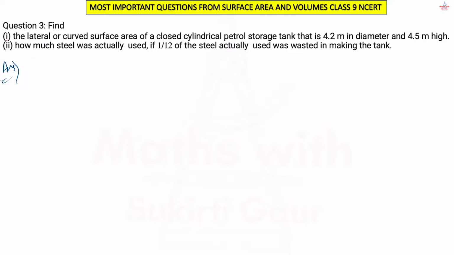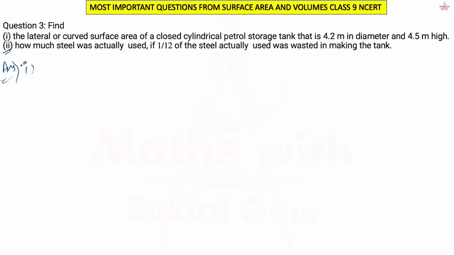Find the lateral or curved surface area of a closed cylindrical petrol storage tank that is 4.2 m in diameter and 4.5 meter high. First part is this, and the second part is how much steel was actually used if 1/12 of the steel actually used was wasted in making the tank. So I'll come to the second part later. Let us first do the easy one.